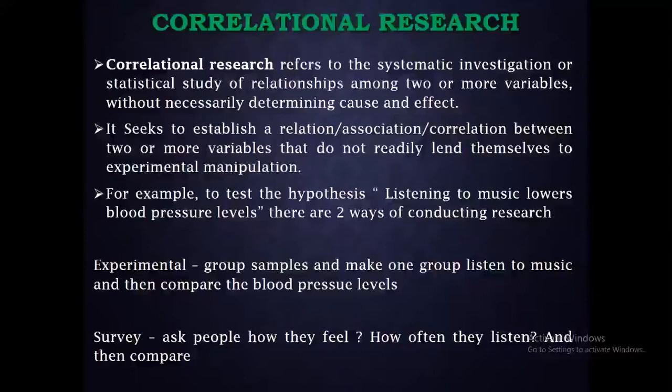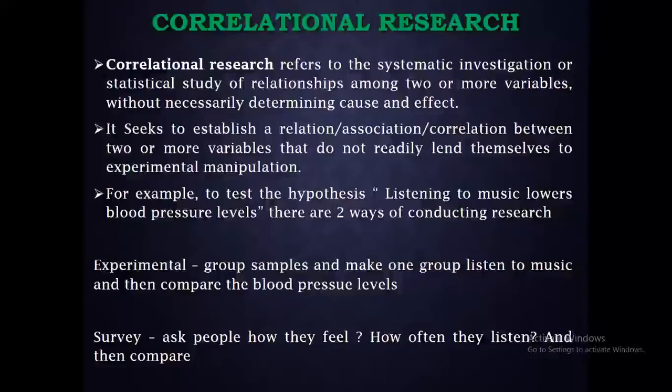Now we'll go to correlational research. It is a very important one. Correlational research refers to the systematic investigation or statistical study of the relationship among two or more variables without necessarily determining cause and effect. For example, suppose listening to music lowers the blood pressure level, and you want to check whether listening to music decreases the blood pressure level or not. Now, two ways you can check: either by doing a survey or by doing an experiment.